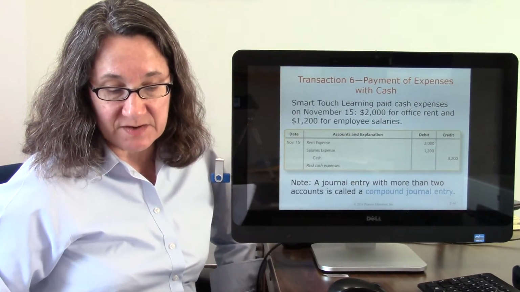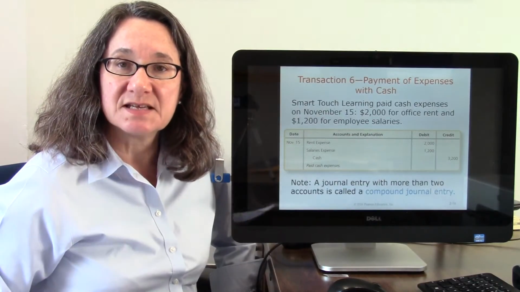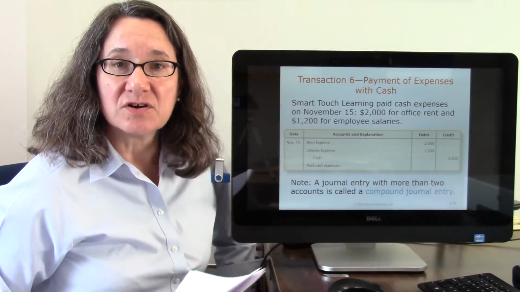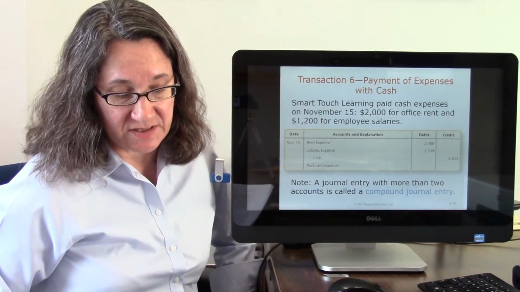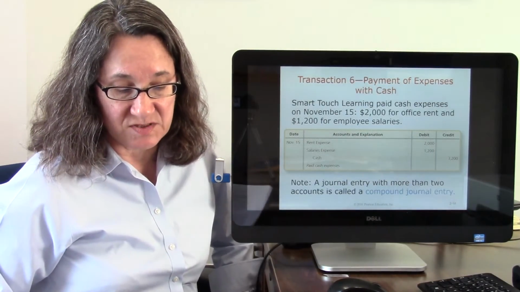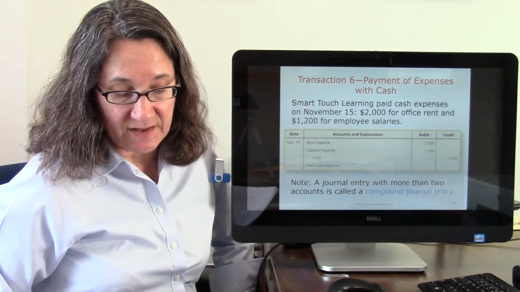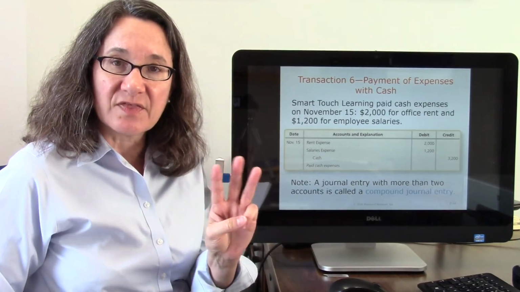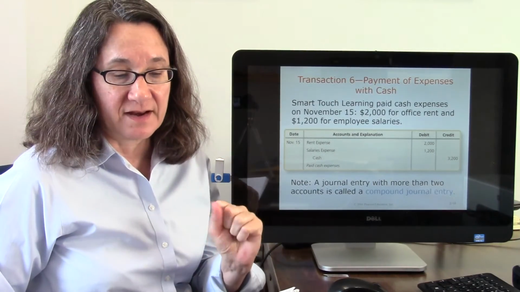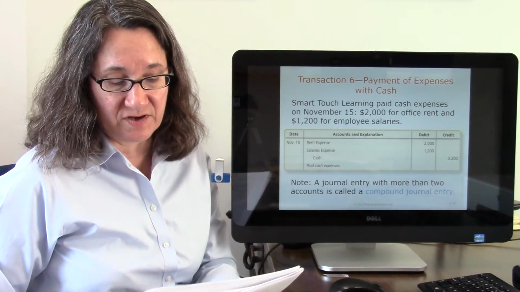Rent expense and salaries expense are both increased with a debit. So remember, expenses and dividends increase with debits. Cash is decreased with a credit because cash was used to pay for these expenses. An entry with more than 2 accounts is called a compound journal entry. So this has got 3 accounts going on, right? Rent expense, salary expense, and cash. So this is a compound journal entry.